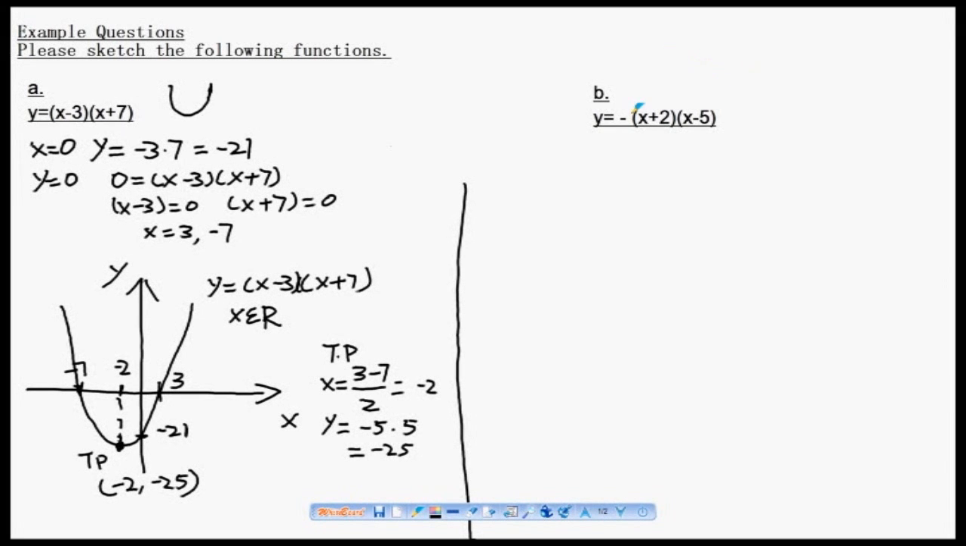Okay, let's look at question B. In question B, we see a minus sign in the front. This means the shape of the graph will look like this. Similarly, if you see any sign of a minus times x in your equation, say x plus 2 or minus x plus 5, the graph will be this way, not the other way. If there's a minus times x in a parabola, it's going to be this shape.